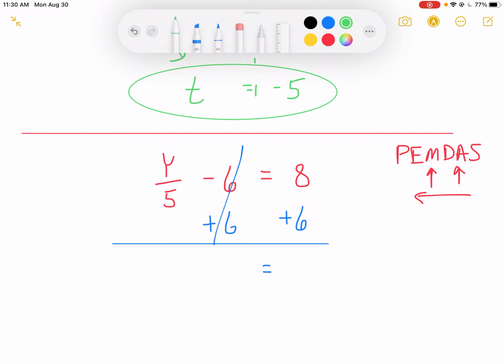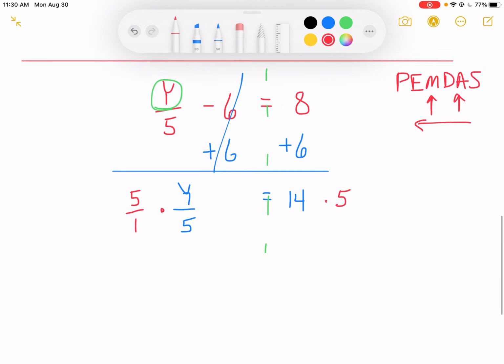Hey guys, I missed a bunch of stuff. I forgot to put my dots. I forgot to circle my variable. Add 6, I get 14. That's 0. I have y over 5. Okay, so then we said we were going to multiply. So multiply, let's do a different color. Multiply by 5 over 1. This is going to turn into y equals, and then 14 times 5 is 70.